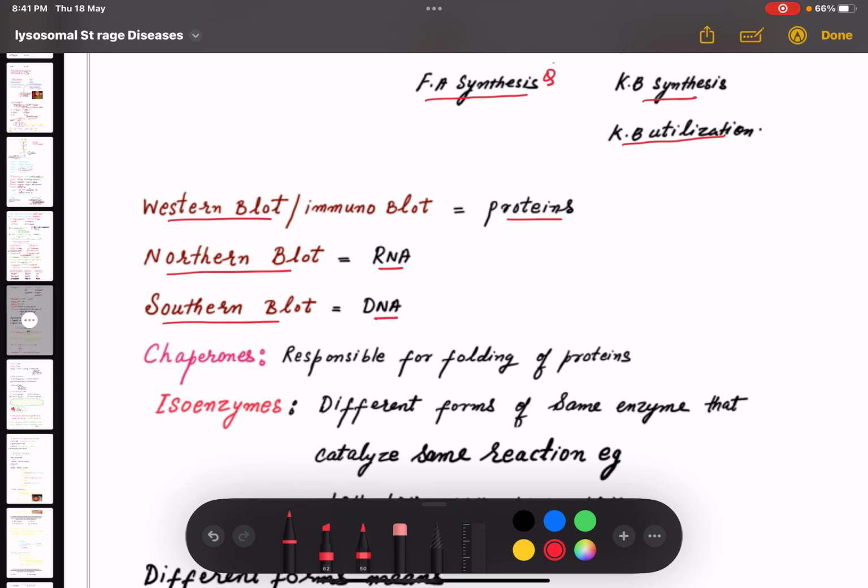How to remember them? Let's see, guys. In Hindi, we say south ka dosa. South ka dosa, D for DNA. And this northern, you can see nor. This R for RNA, okay. It sounds like nor, okay. And you can say the western people like proteinaceous foods. So remember like that. This western blot is also known as immunoblot.